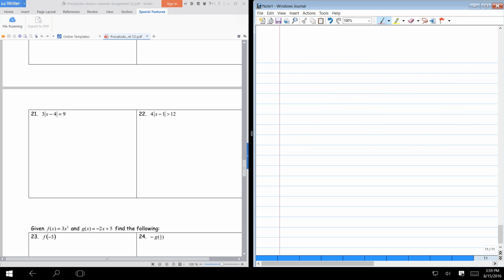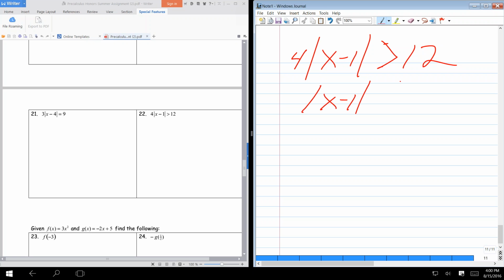Okay, let's save time by doing 22. Similar thing. In other words, if you can get rid of anything that's with your absolute values but outside of it, do that first. So divide by 4. Yep. So now we have this, and it's a positive 4, not a negative 4. If it was a negative 4, I would have to switch it immediately. In other words, whenever you have an inequality and you're dividing or multiplying by a negative number, you have to switch the direction of the inequality.